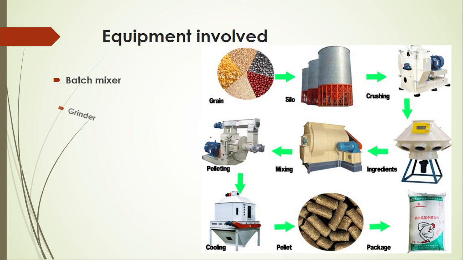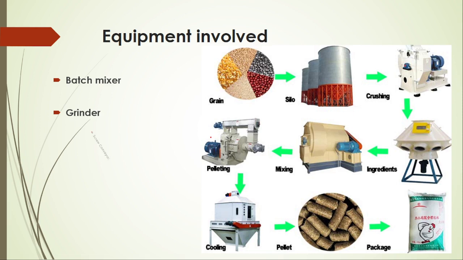Then we talk about the grinder. These grinders are very essential and primarily used equipment in various poultry farms and also in animal feed processing plants. So this grinder is mainly used for grinding grain products into a definite shape that are to be made into livestock feed pellets or poultry feed pellets.